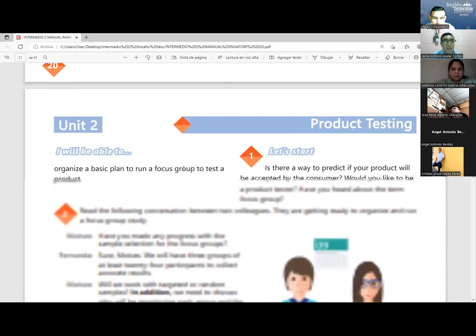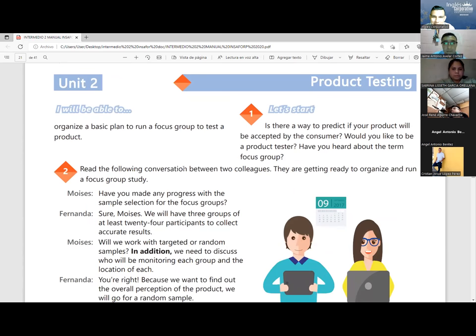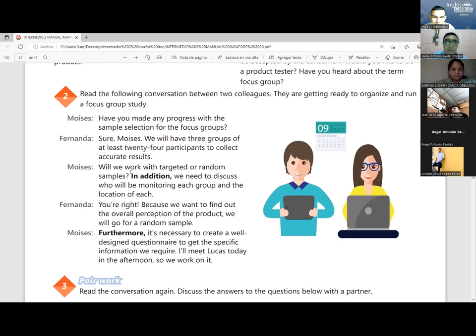Okay, so here we have another conversation. In this conversation, we're going to pay attention, for example, to the words in addition, furthermore. This kind of word will help us to sound better when we speak and when we write. It has a degree of formality. In addition and furthermore are connectors that are very sophisticated, but they also have their own grammar rules. So please pay attention.